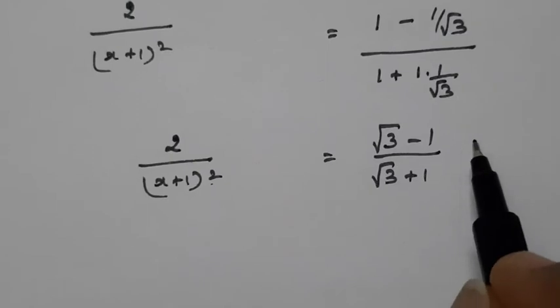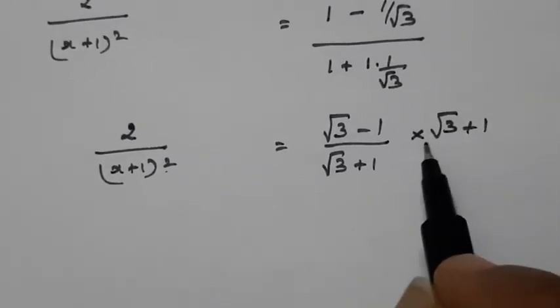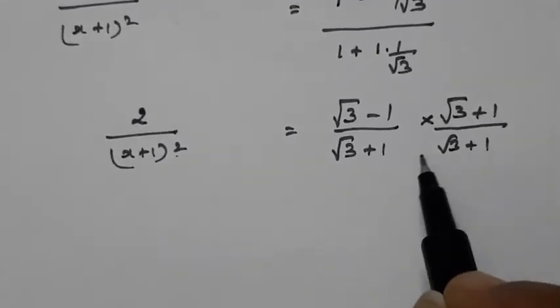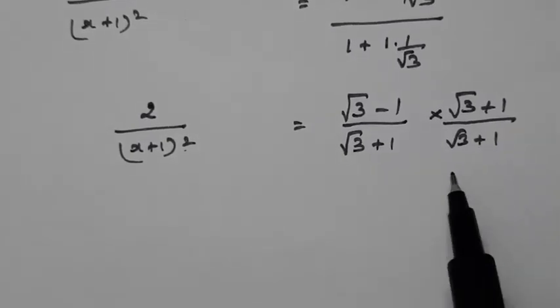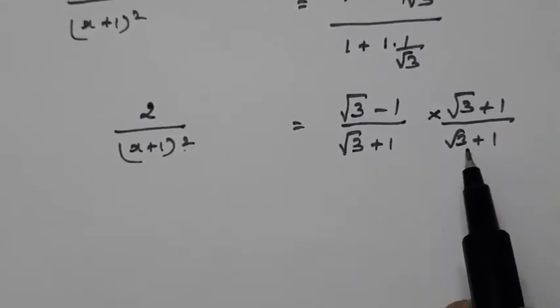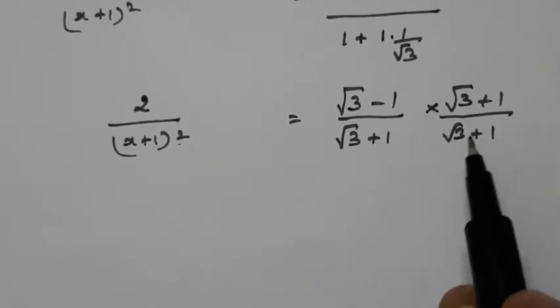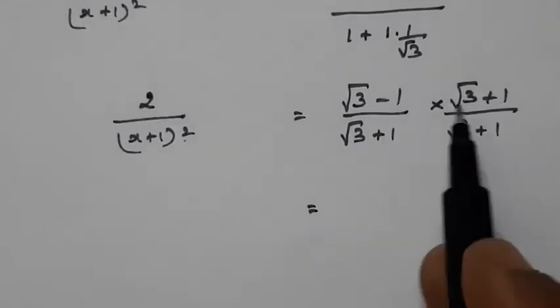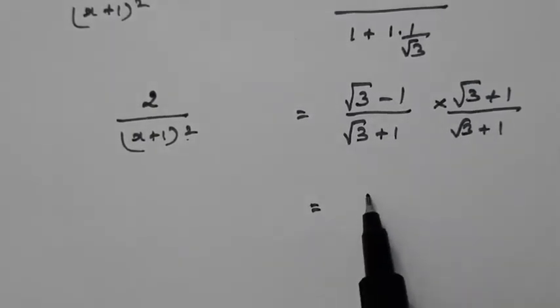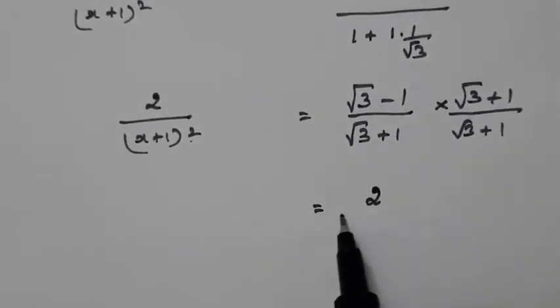So instead of that, let us multiply and divide by root 3 plus 1. Instead of multiplying and dividing by the conjugate, for our convenience, let us multiply and divide by the denominator itself, that is root 3 plus 1. So what happened to the numerator? Applying the a plus b into a minus b formula, we have 3 minus 1, that is equal to 2.